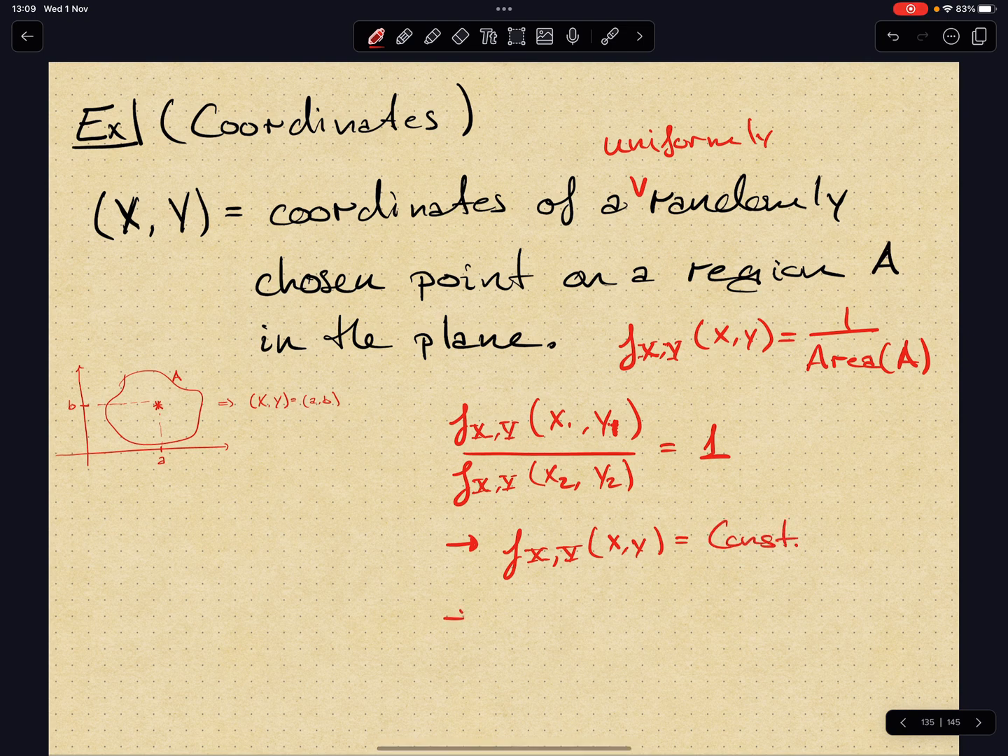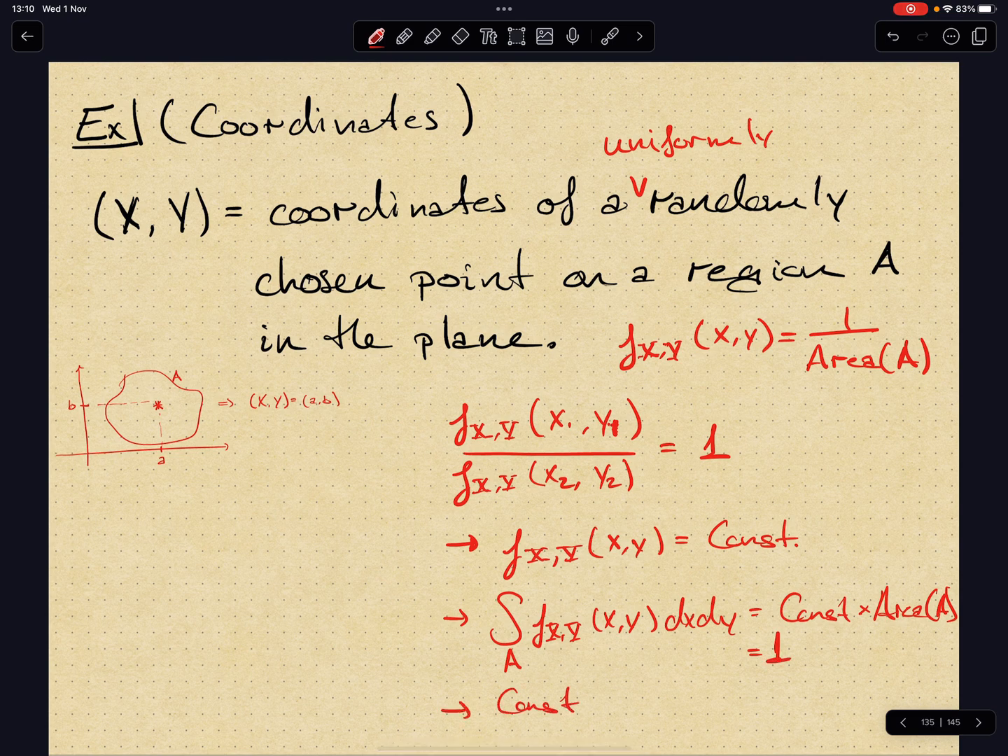And similarly, by the fact that f is a probability density, the total probability has to add up to 1. If we take f_XY, the integral over the region A of f dx dy, then we would have the constant times the area of A. And this has to be equal to 1. So it leads to the constant equaling 1 over the area of A.